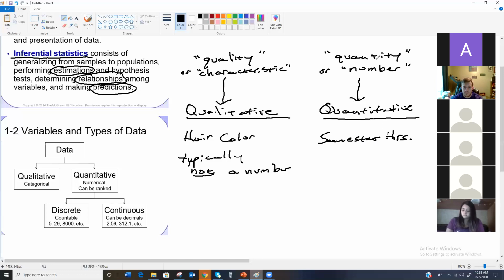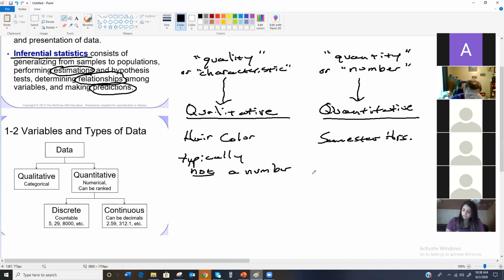So quantitative data is a quantity or a number that can actually be counted and ranked. You'll notice here in our little chart, it says quantitative is numerical and it can be ranked. So it has to be a number and it has to be able to be ranked. Sometimes a number can't be ranked and that would make it qualitative. Again, we'll have some examples of that here in the next couple slides.